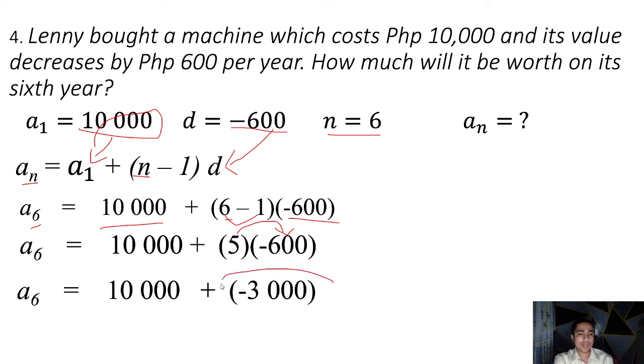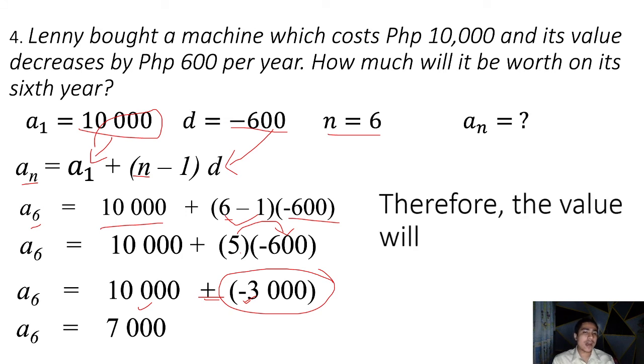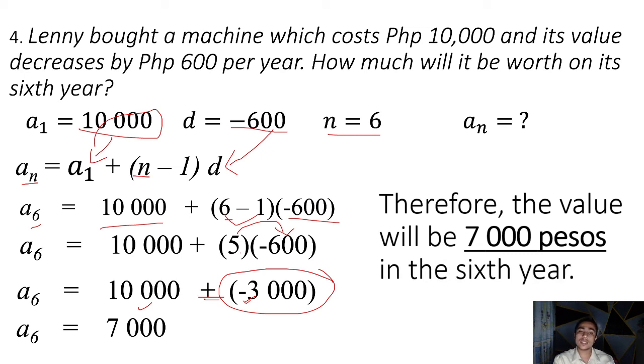Ayan, negative kasi magkaiba sila ng sign. Positive to, negative yon, nagkaroon ng negative. Ngayon, this time, kahit plus yung nakikita nyo dyan, negative yung isang number, yung isa ay positive. Therefore, ang gagawin kapag different signs sa addition, we have to subtract. And that will give us 7,000. Therefore, the value of the machine will be 7,000 pesos in the 6th year. Okay? So, ganun lang siya kasimple.